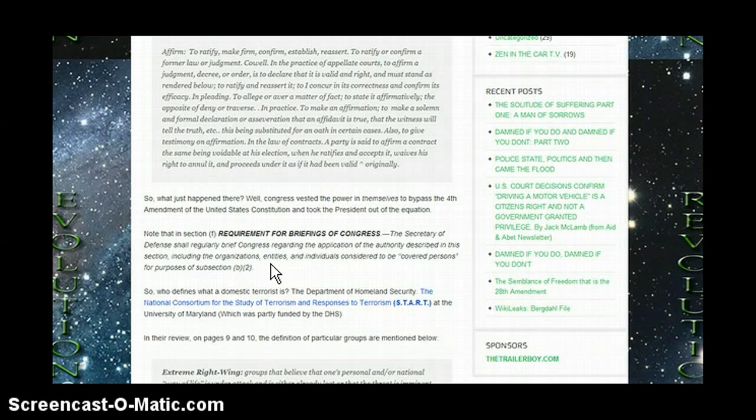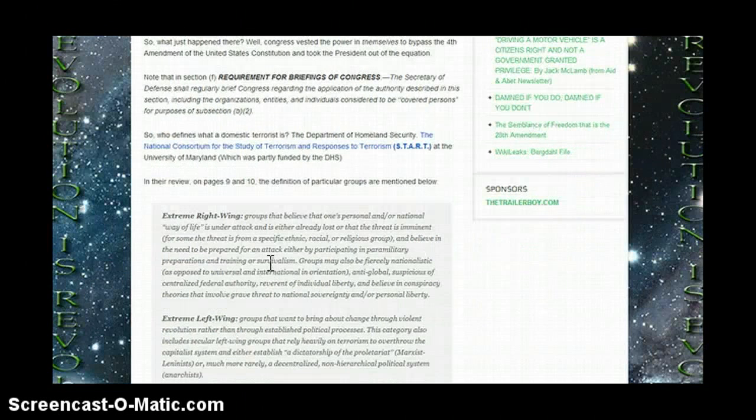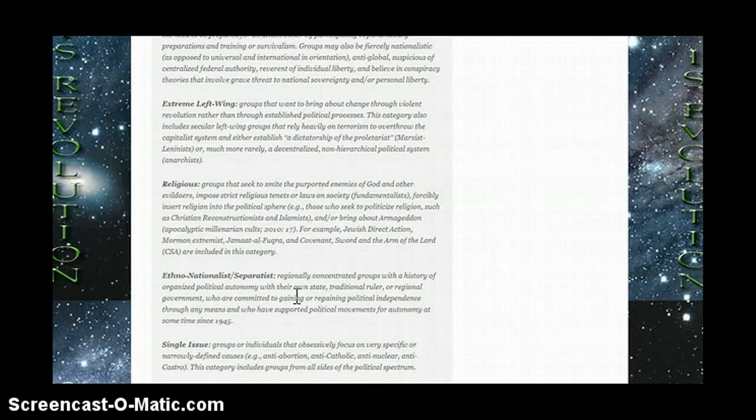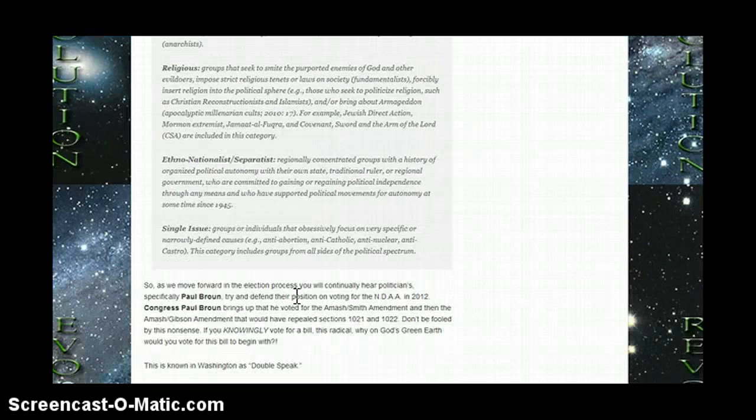Look, dude, you're not a master. It's ridiculous. So where do they come up with who's who to determine in the FISA courts what a terrorist is? Well, the Department of Homeland Security contracted with the University of Maryland to define what a domestic terrorist is. And it's through the National Consortium for the Study of Terrorism and Responses to Terrorism, the START program. It was partly funded by the DHS. Now, if you look here on pages 9 and 10, the definitions of particular groups are mentioned here in my article. Extreme right wing, extreme left wing, religious. It just goes on and on and on about who a domestic terrorist could be considered.